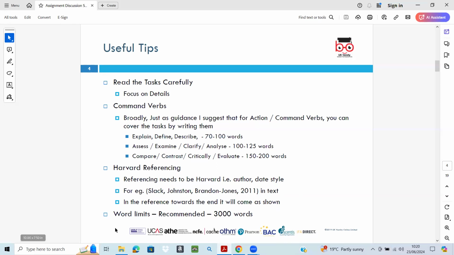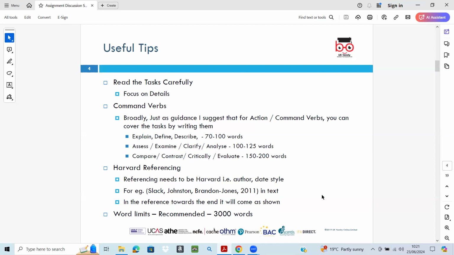Okay, and we have the word limit, so the recommended is 3000 words. We need to stick to the recommended word limit of 3000 words for the assignment to ensure that we cover the necessary content within the specified constraint, and we need to use the content properly and convey our points effectively without exceeding the word limit.